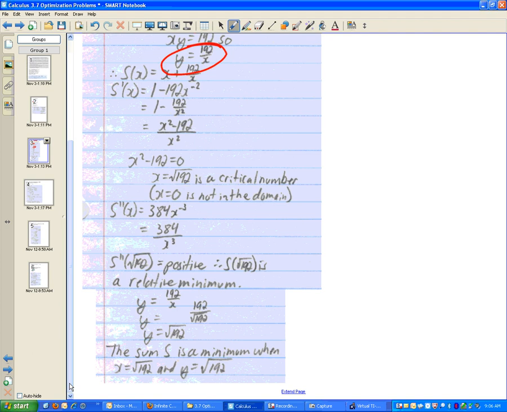The sum S is a minimum when x equals the square root of 192 and y equals the square root of 192. When I'm grading your quiz, don't leave me guessing that you know what you did. State it. Don't be afraid. Say it.